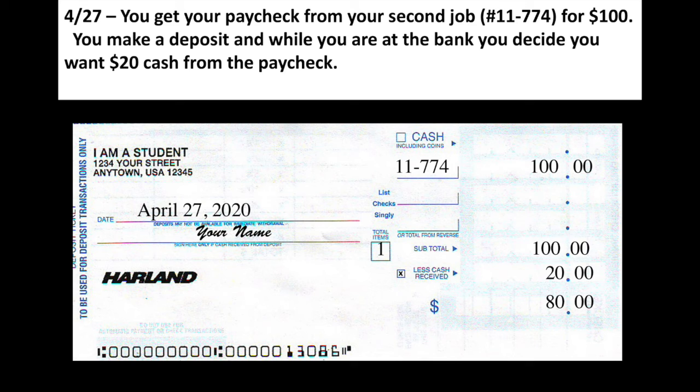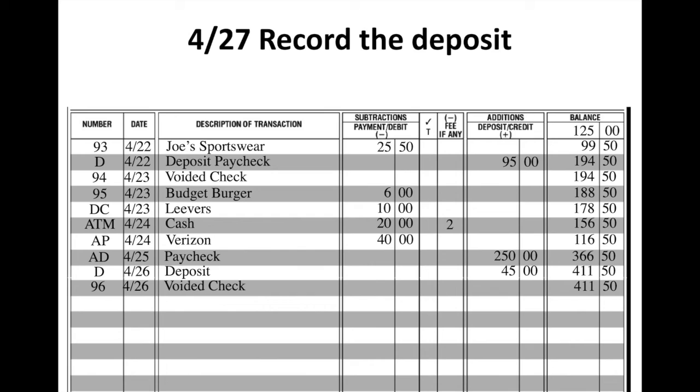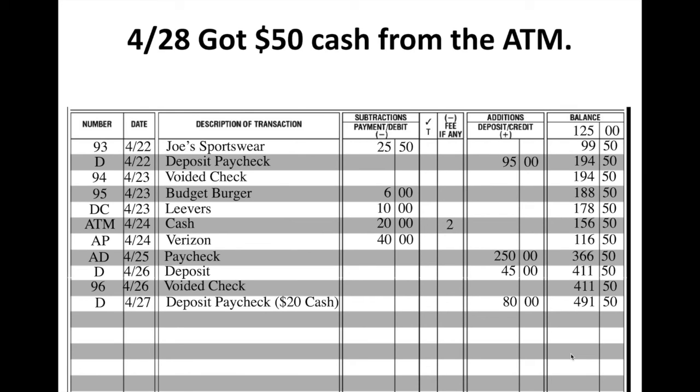After filling out your deposit slip, you put it into your check register. It is a D for the 27th, depositing paycheck, and I like to write a little notation that I took out $20 in cash. The total amount of my deposit for my deposit slip is $80. Deposits are pluses, so I'm going to take $411.50 plus the $80, and I come up with $491.50.